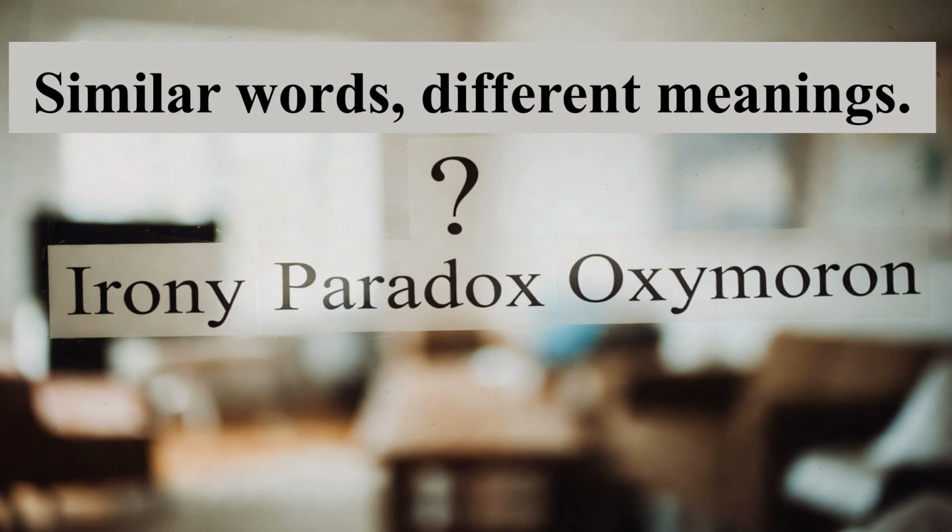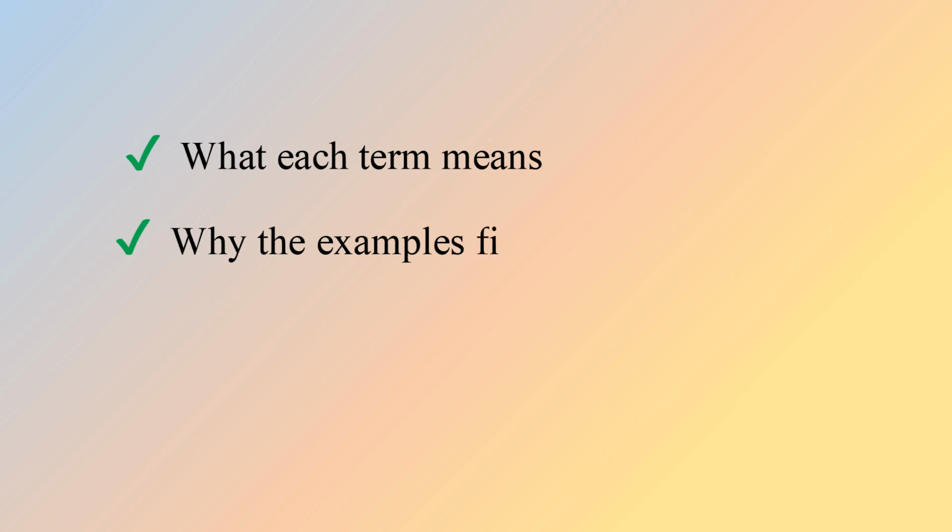Irony, paradox, and oxymoron. These three terms often appear in literature, exams, and everyday conversations. They sound alike, but they work in very different ways. In this video, we'll clearly separate irony, paradox, and oxymoron using examples and explanations that make sense at every level. We'll not only define each figure of speech, but also explain why each example belongs to its category.